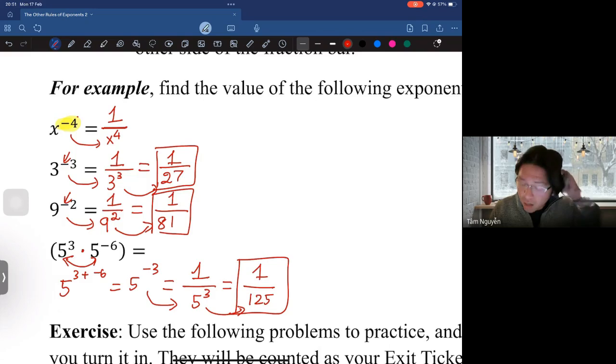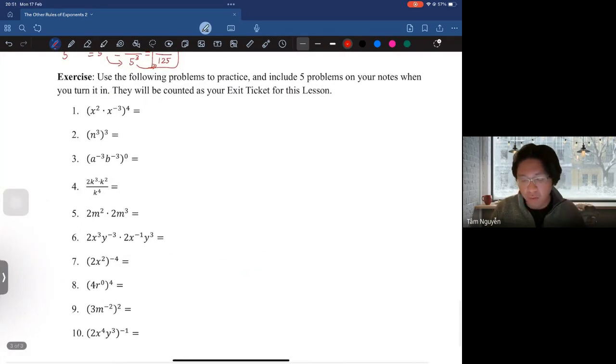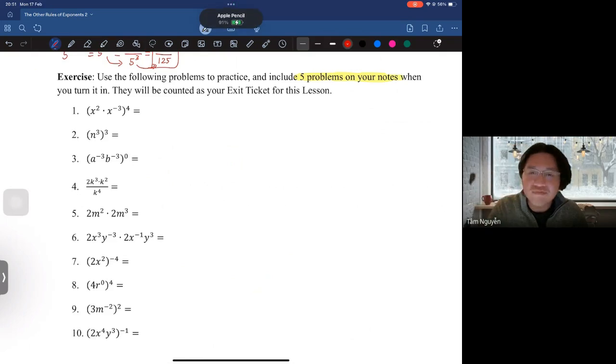It's just that easy. All right, everyone. The problems below you can use to practice, but when you turn in your notes for today, please include at least 5 problems in your notes. Each of them is worth 2 points for your essay ticket. If you get all 5 problems correct, you're going to get 10 points as usual.